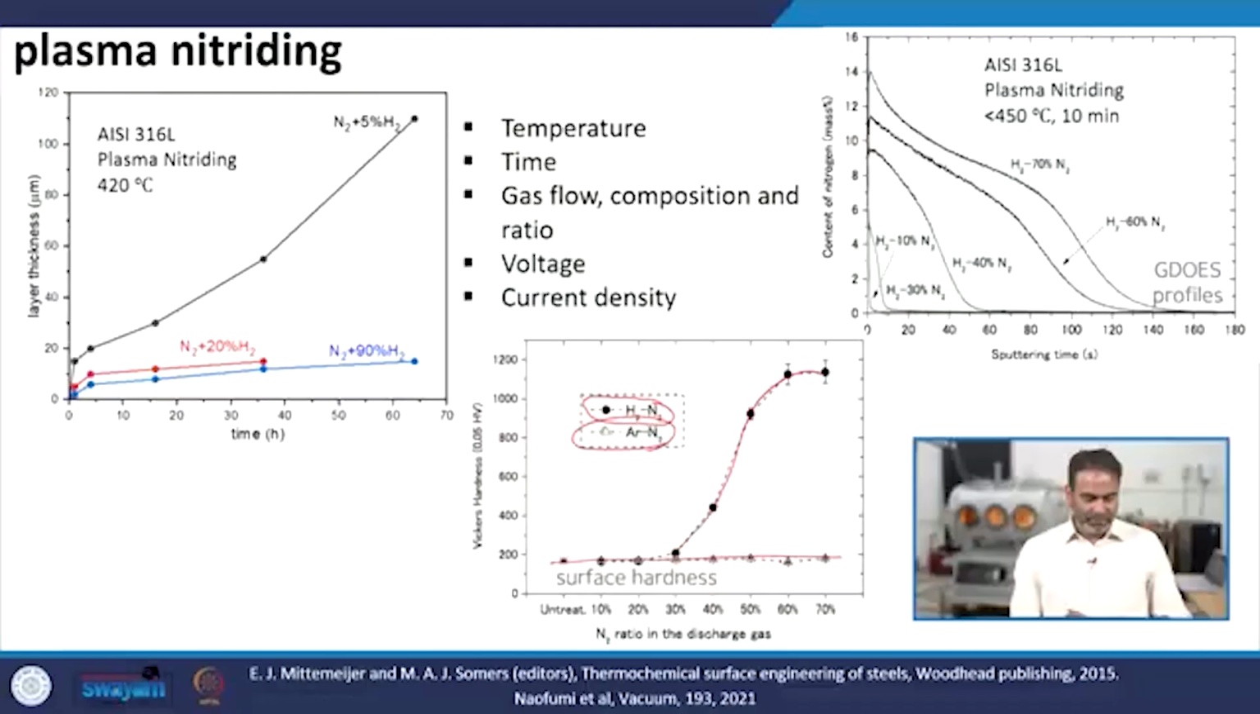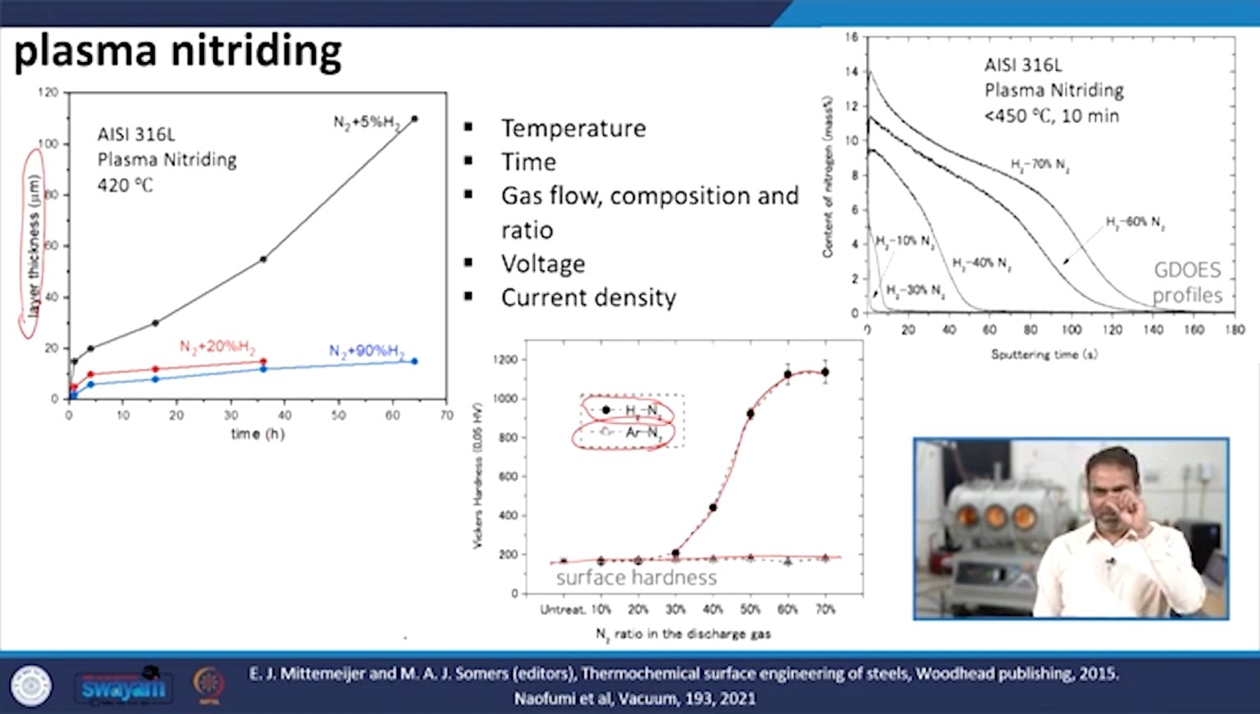Now you see here the layer thickness. Layer thickness means after doing this plasma nitriding, there is some thickness of the nitrided layer. That means up to what depth below the surface I made the material harder, and that thickness is plotted as a function of nitriding time.